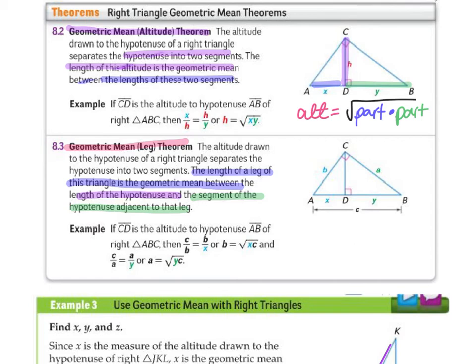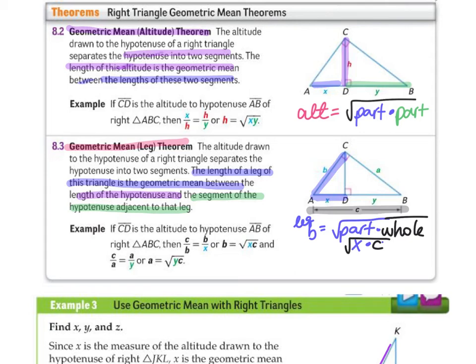Let's break that down a little bit. We have B, which is a leg. That's going to be the geometric mean of the segment that's adjacent times the entire hypotenuse. If we were to write that down, B, our leg, would equal part times whole, or in this case, x times c.